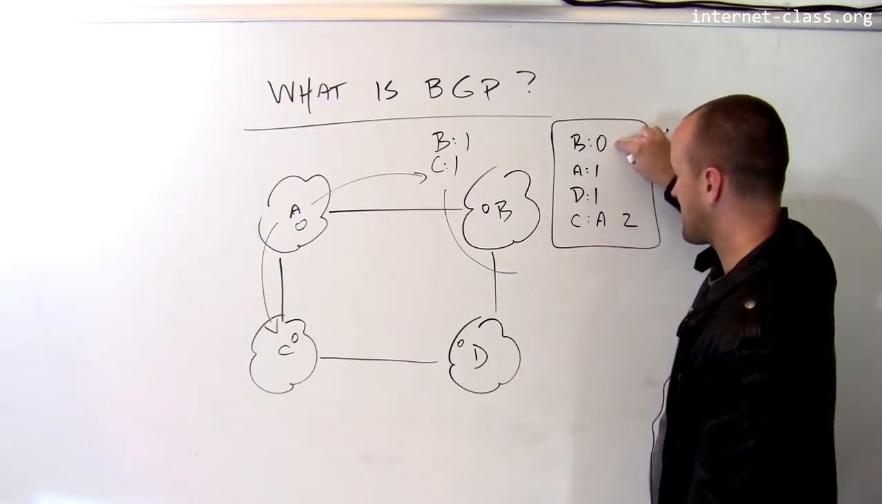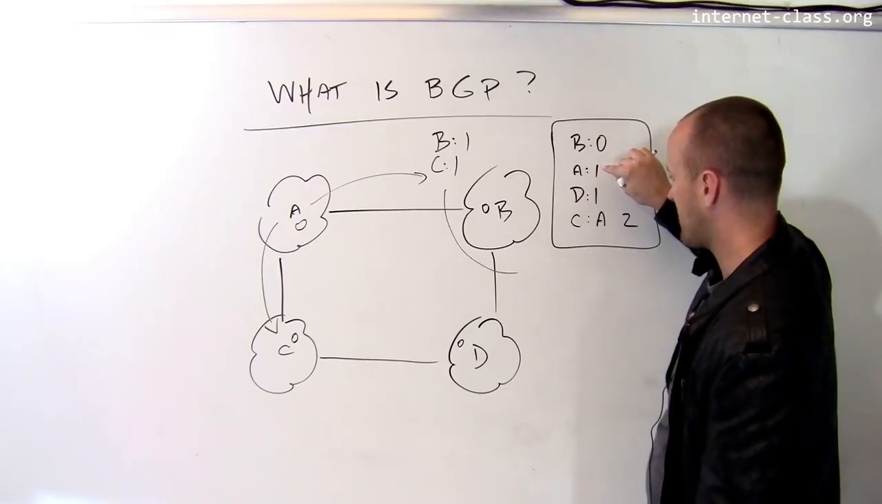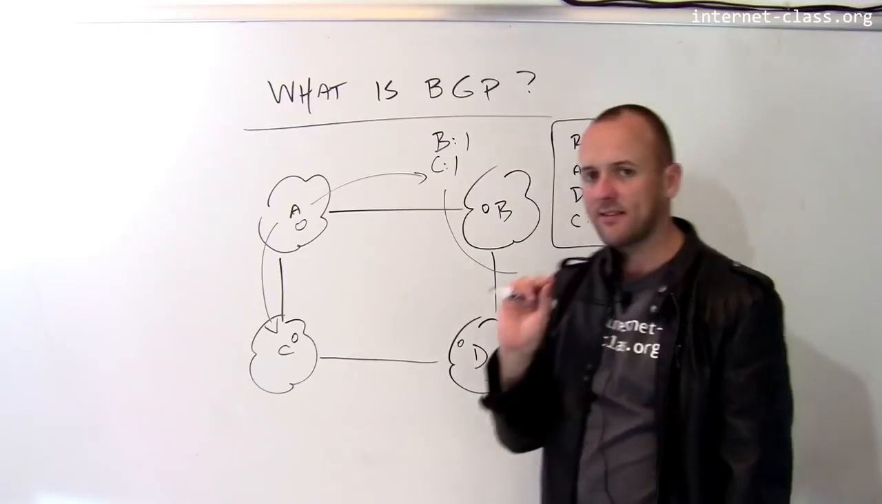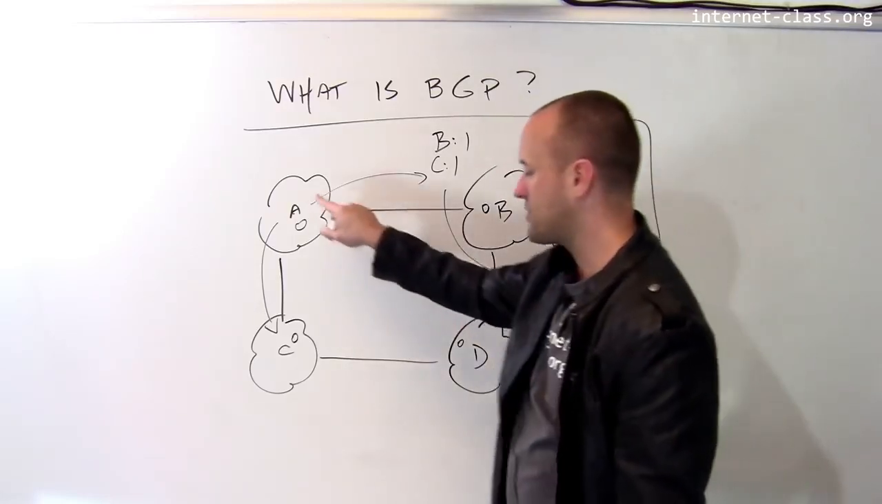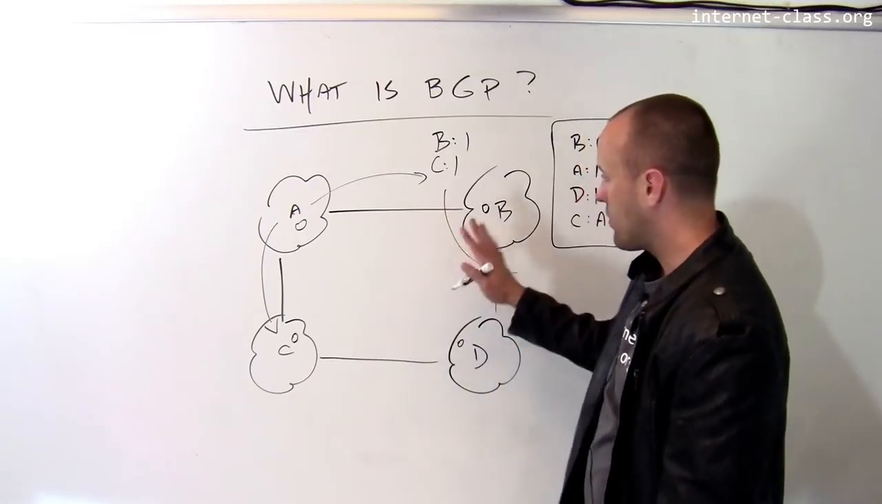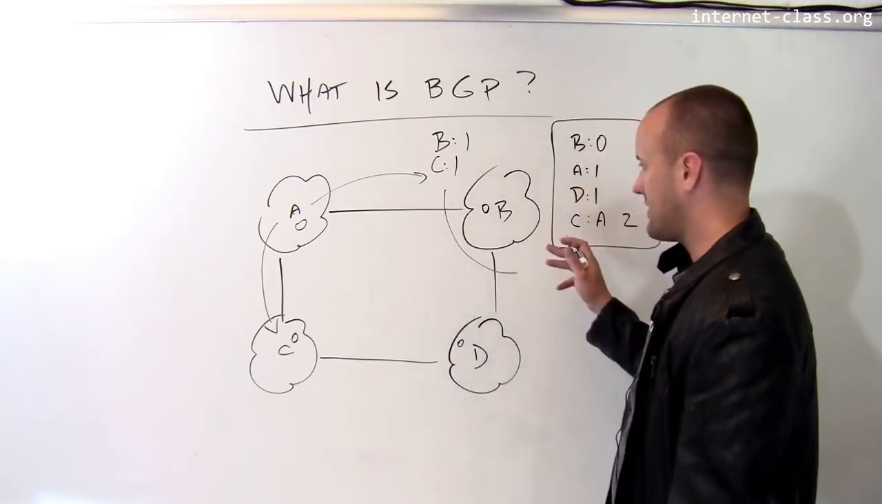So it knows: anything destined for my own network I handle internally. Anything destined for networks A or D, I can send directly to those networks. And if I need to send something to network C, I can transmit it through network A. Now, the way the Border Gateway Protocol works is that these routers are periodically sending this information.